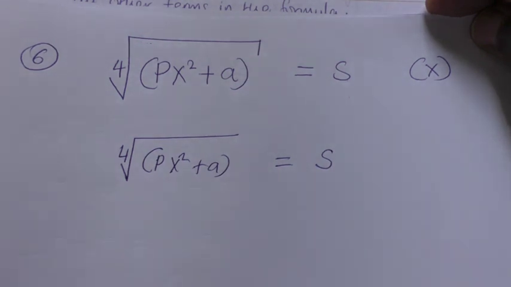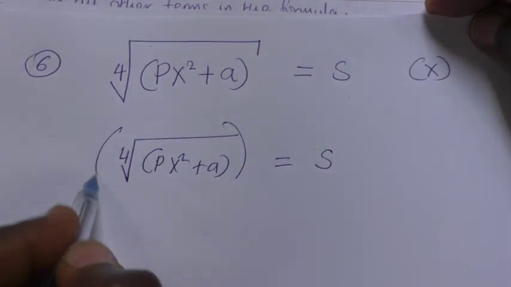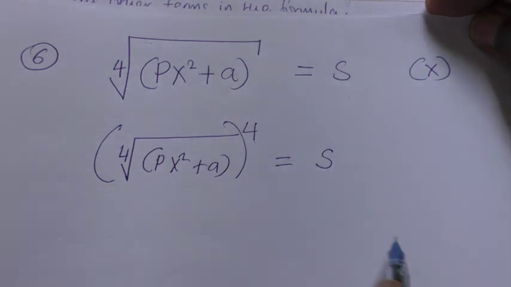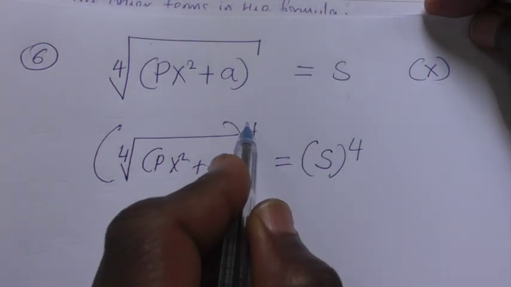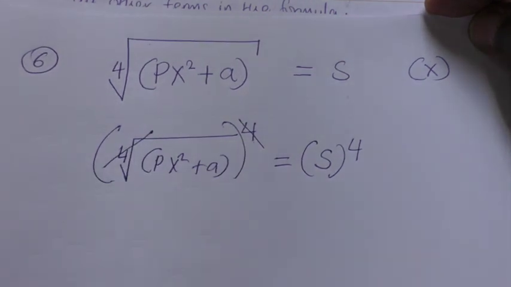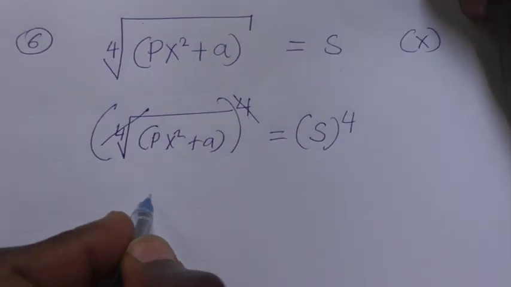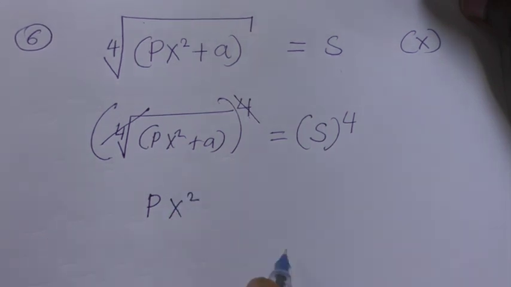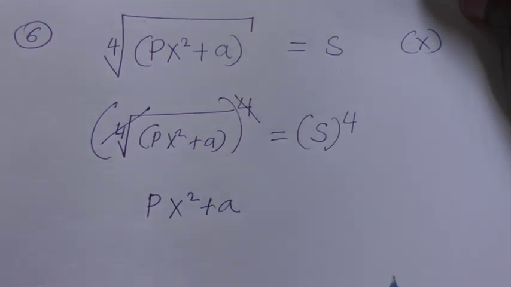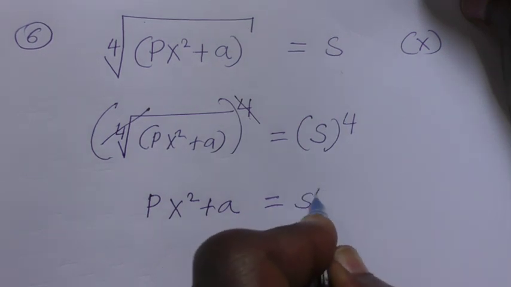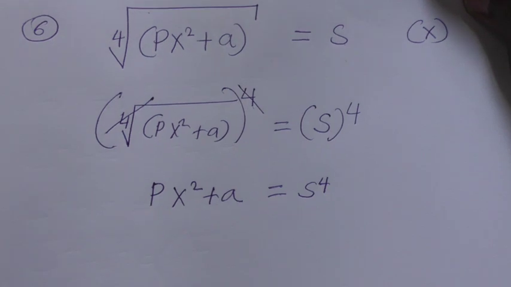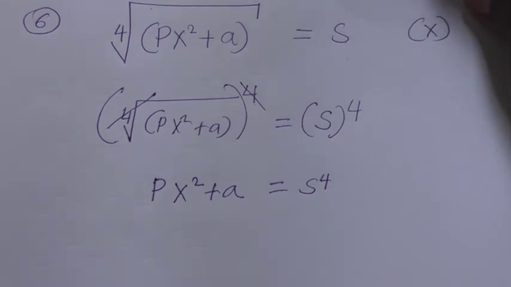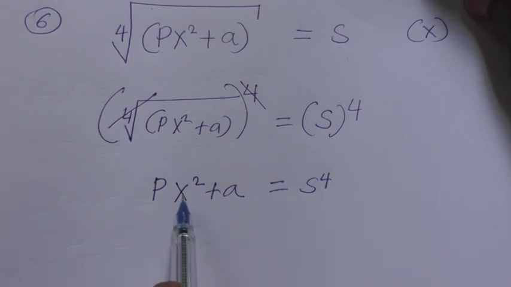And how are we doing this? We are simply doing this by introducing a power 4 on both sides. So the power 4 will cancel with the fourth root, and therefore we shall remain with p x squared plus a equals s power 4. That is how we shall remove the root. And now that the root has been removed, therefore we can make x the subject.